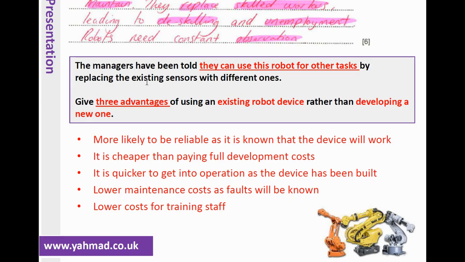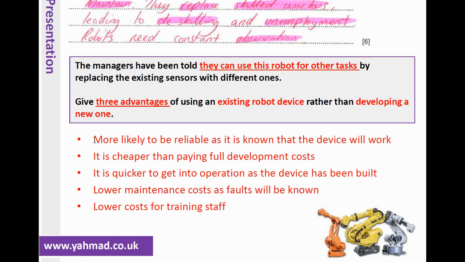And another robot question. The managers have been told they can use their robots for other tasks by replacing existing sensors with different ones. Give three advantages of using an existing robot device rather than developing a new one. So we just want to basically replace some sensors on an existing robot to use the robot for another purpose, for another task. What we don't want to do is build a robot from scratch. We basically want to repurpose an existing robot just by replacing some sensors.